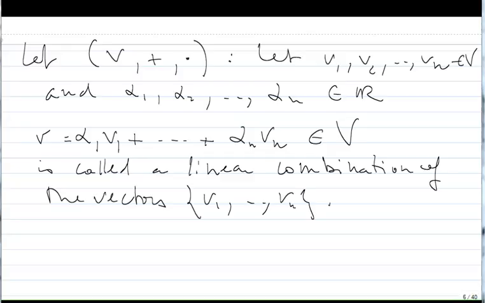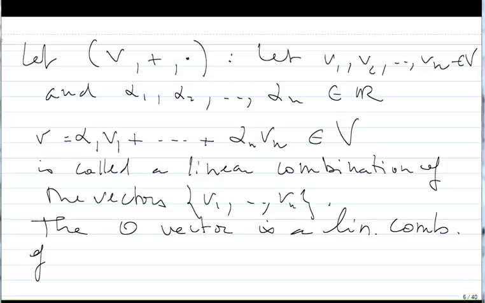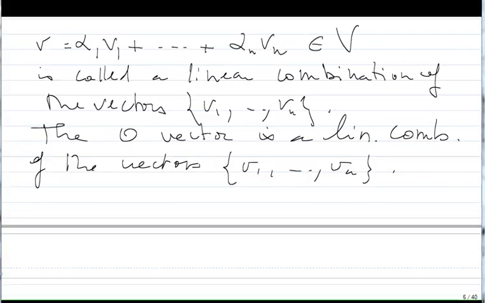And this way, given vectors v1, v2, ..., vn, we can come up with infinitely many vectors that are linear combinations by changing the constants alpha. In particular, the zero vector is a linear combination of the vectors v1, ..., vn. It's enough to take all the numbers alpha equal to 0 to get the vector 0. Okay, so now notation.